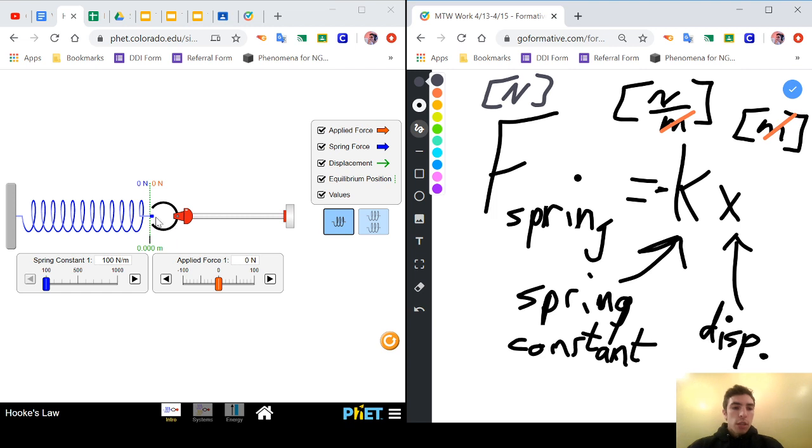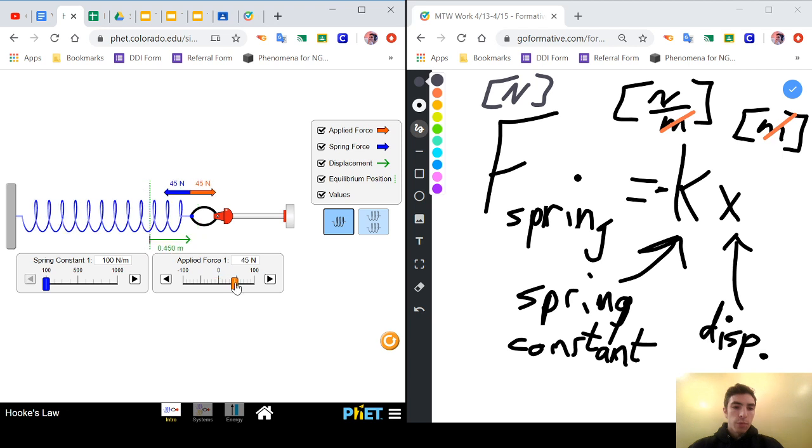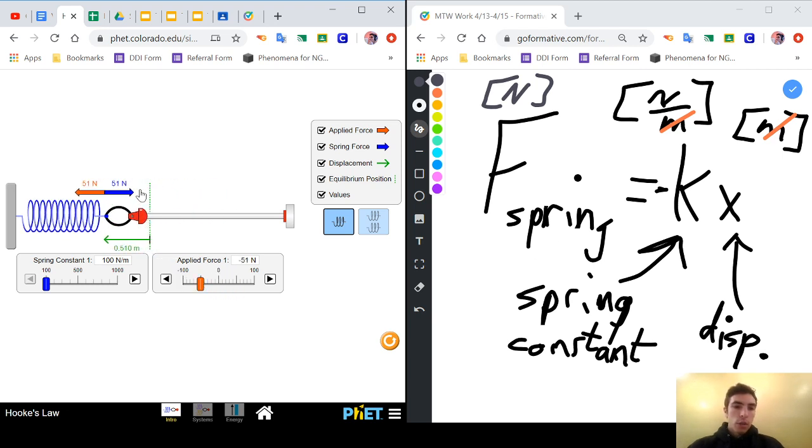Now, a couple other things to notice as I pull this spring, or if I push it in any direction with our applied force, you'll probably notice that we always have opposite directions, and I alluded to this before, opposite directions for our applied force and spring force. In this case, my applied force in red is to the left, so I'm pushing this spring, I'm compressing it to the left, and then we have a corresponding spring force, a reaction force, going to the right.